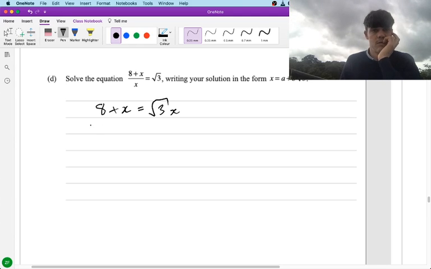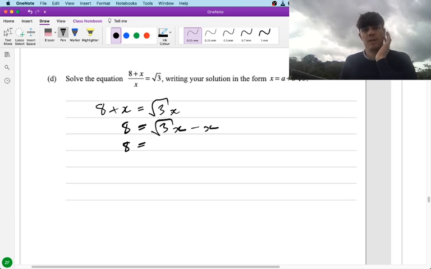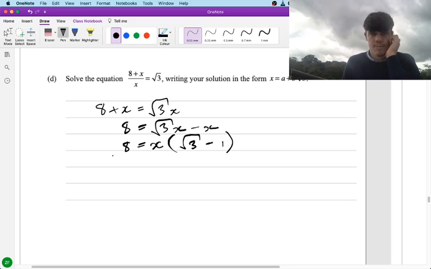Not liking how this is looking at all. I'm going to leave the 8 over here. Root 3x. I'm putting my x's together so I can do that classic factorize trick. So that's a good way. If you've got two separate x's being manipulated differently, factorization is a great way to get that x by itself, to isolate it. So that makes it root 3 minus 1. And I don't have to break up that surd and work out some dirty decimal. So then I get 8 over root 3 minus 1 equals x.